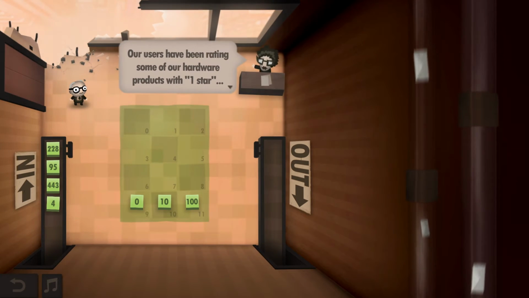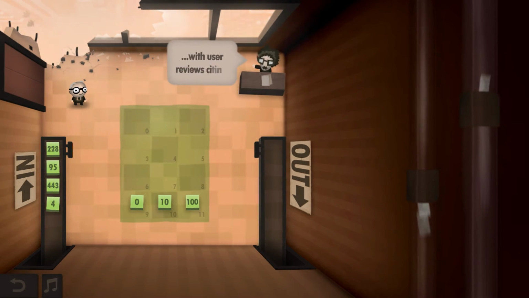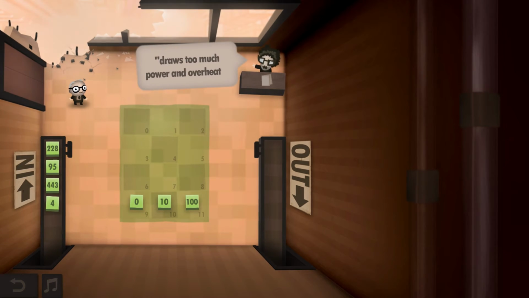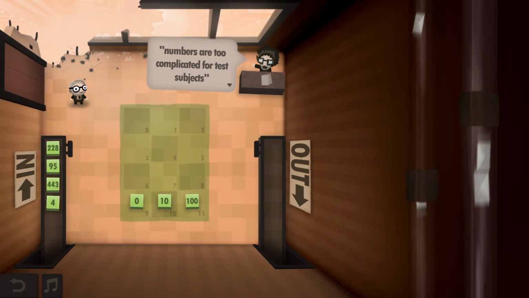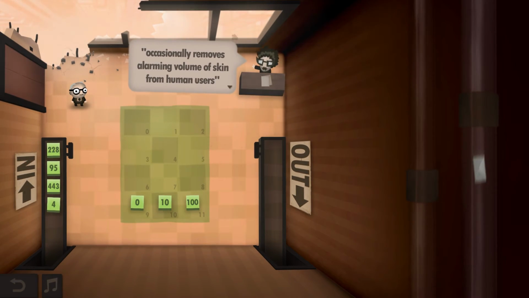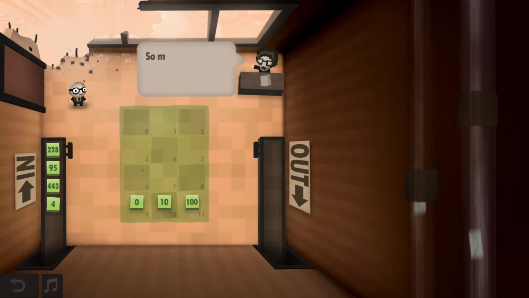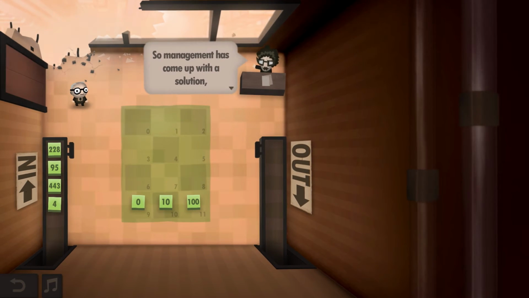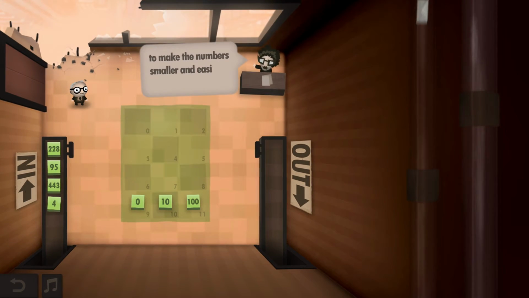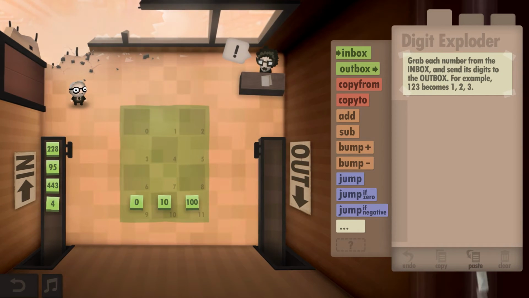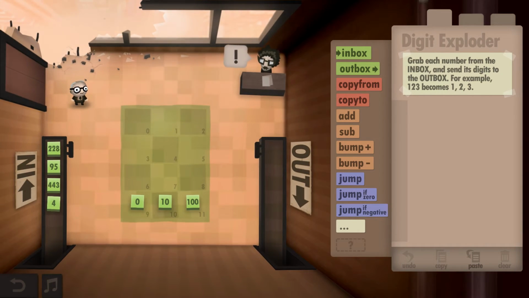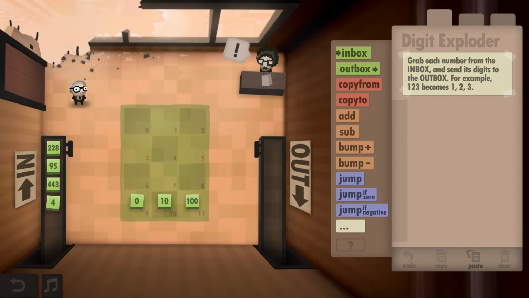So, our users have been rating some of our hardware products with 1 star, with user reviews citing: draws too much power and overheats, numbers are too complicated for test subjects, occasionally removes alarming volume of skin from human users. So management has come up with a solution to make the numbers smaller and easier to understand. What? Okay. Grab each number from the inbox and send its digits to the outbox. For example, 1, 2, 3 becomes 1, 2, 3.